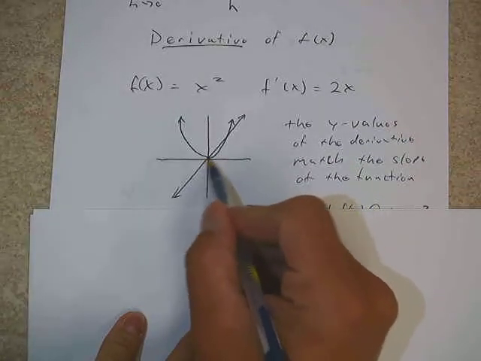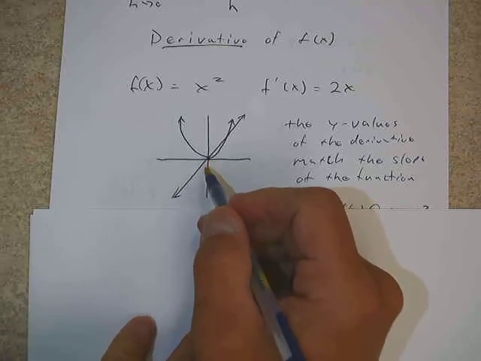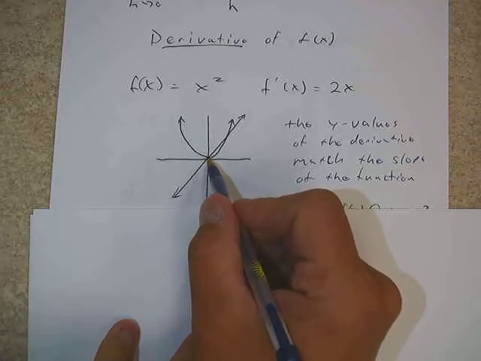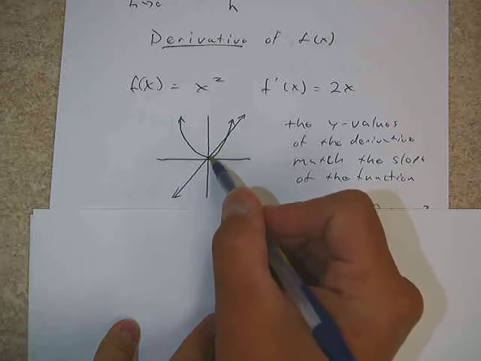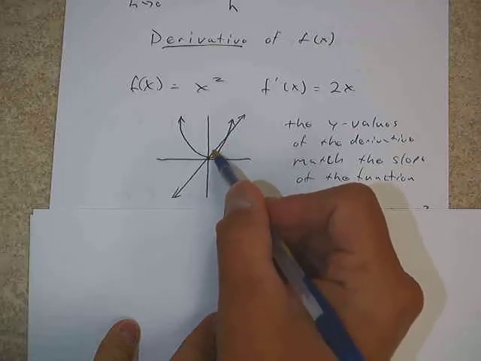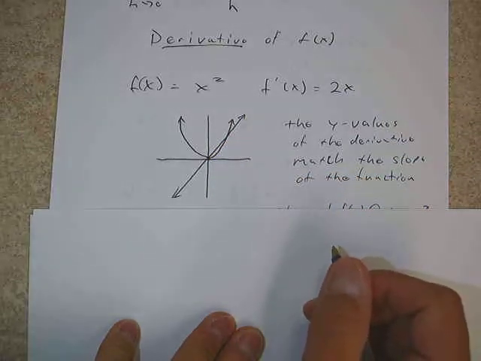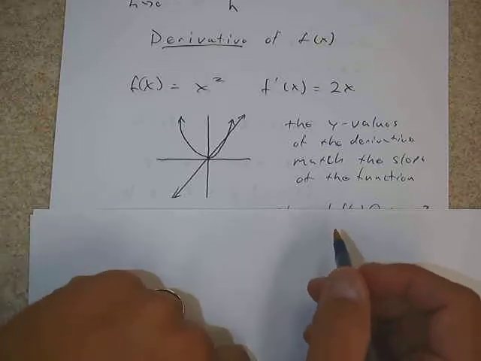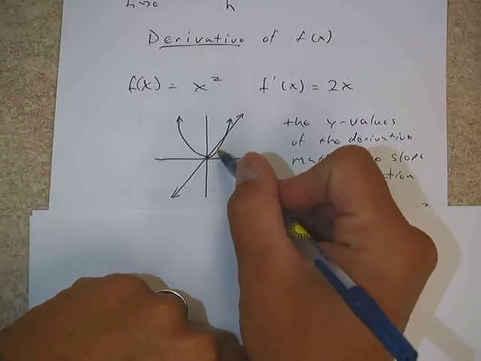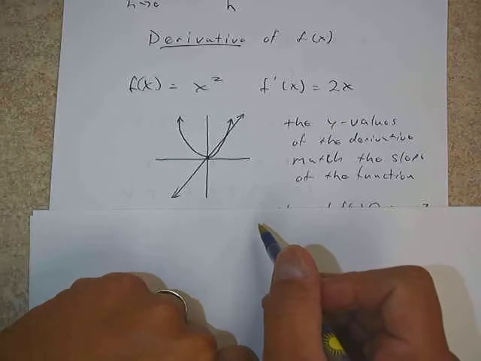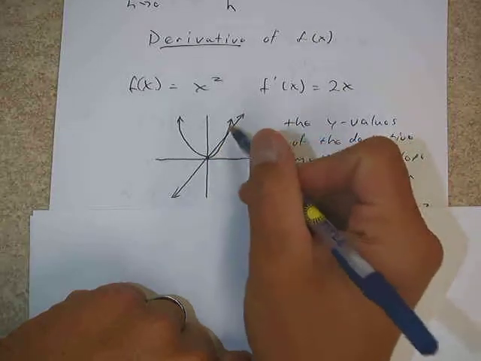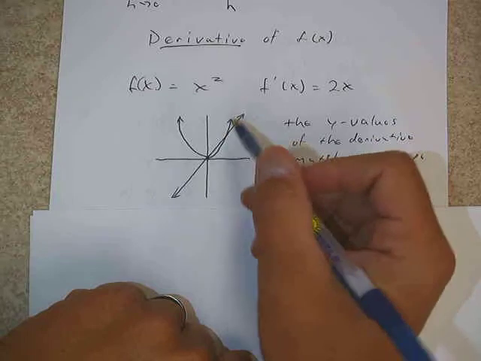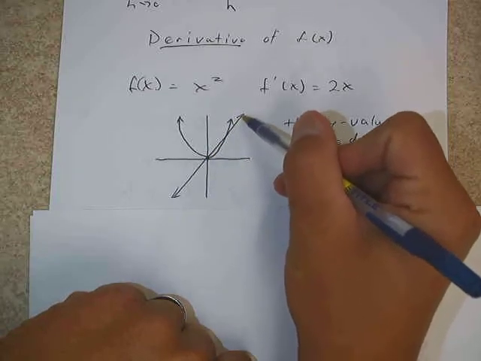Another thing to consider is that at 0, at the vertex of this parabola, we said that the slope was 0. Notice the y value of the derivative is also 0. And anything to the right, where the slope values are positive, the y values of the derivative are also positive. Not only are they positive, but as I go to the right, what's going on with the slope of x squared? The slopes are getting what? Is the slope here the same as the slope here? No, it's getting bigger. The slopes are getting bigger as we go to the right.